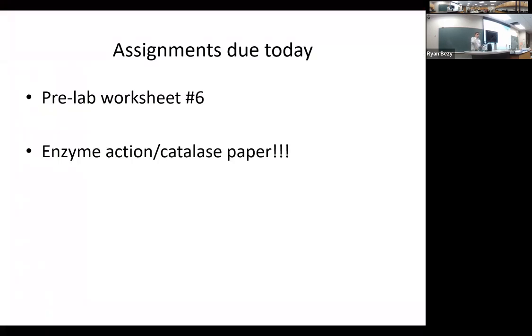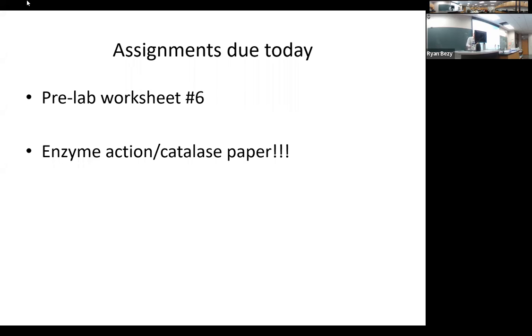So just as a quick reminder, we had two things due today. The first was a pre-lab worksheet, but the other thing that was due today was the enzyme action, the catalase full paper. I had that due for 5 p.m. I think officially in the Dropbox. But if you have any questions, I can help you out a little bit during lab today.